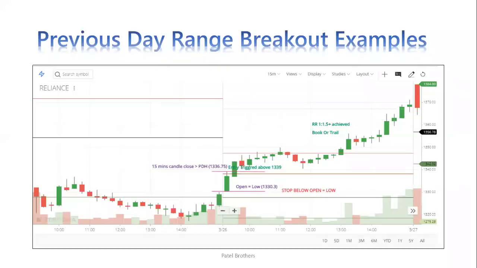In this case, it has not taken the stop loss, but it doesn't mean that it will not take. So in this case, there was only a 9 rupees range, which was even less than 1% for me. So why not keep a stop loss just below the open equal to low? Instead of keeping it here, why not place it here?